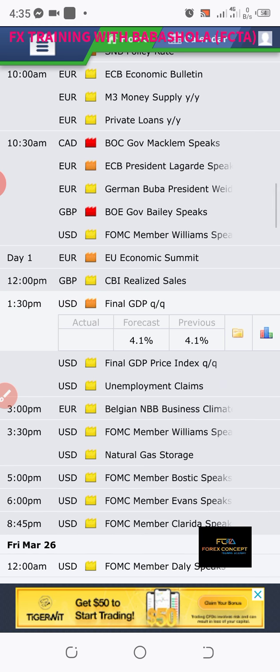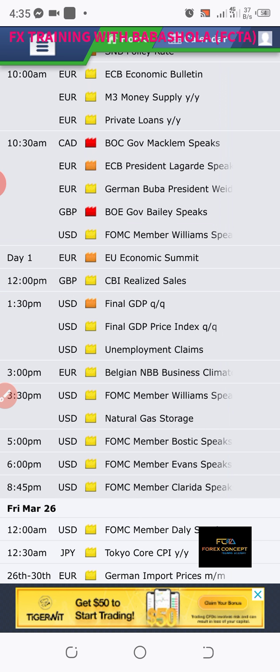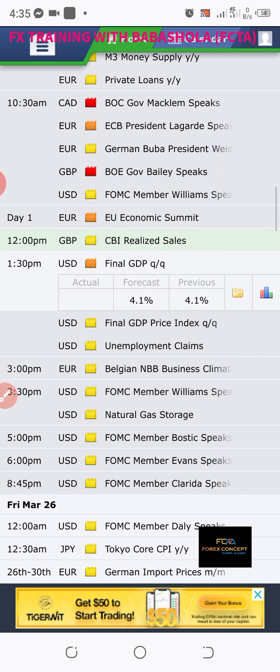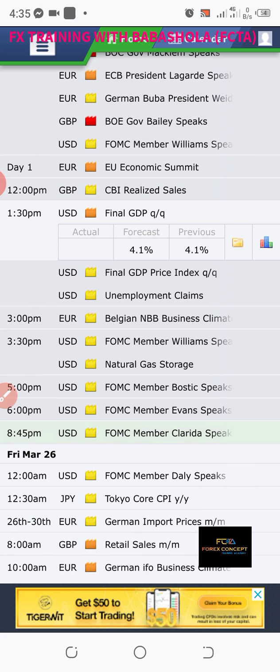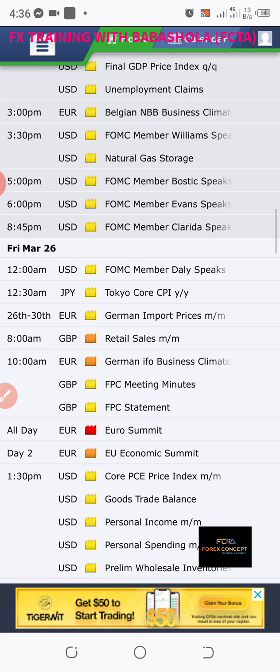We have the USD GDP quarterly basis will be released by 1:30 p.m. The previous was 4.1%. The forecast is expected to be the same, while the actual, if it is higher than expected, then buy USD, and if it is lower than expected, then sell USD. So GBP retail sales monthly basis will be out on Friday by 8 a.m.